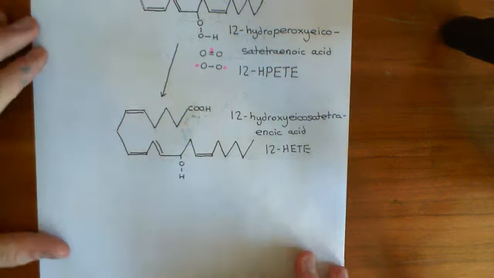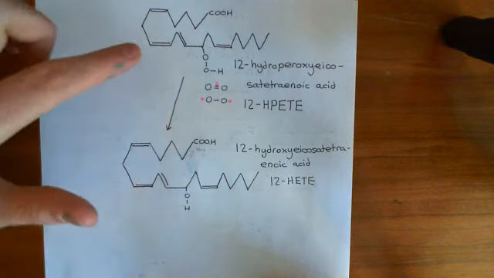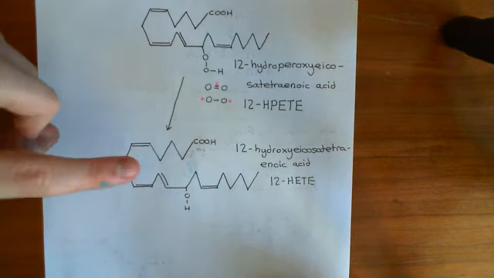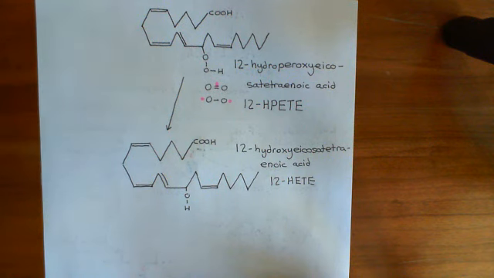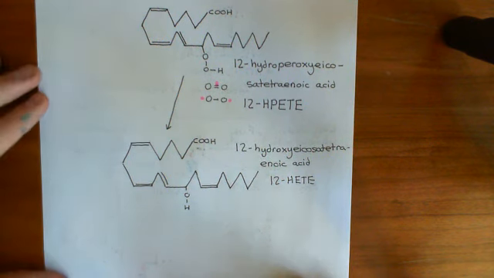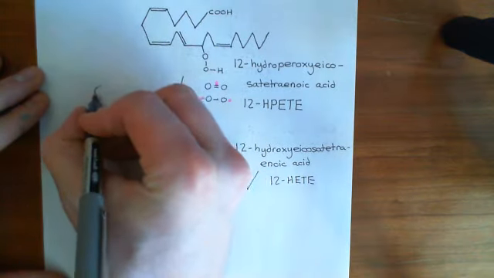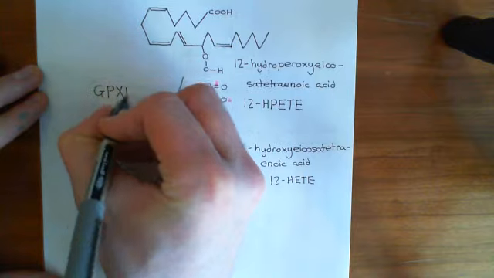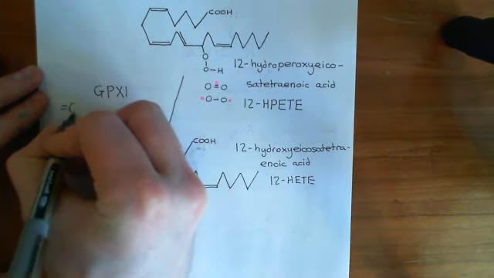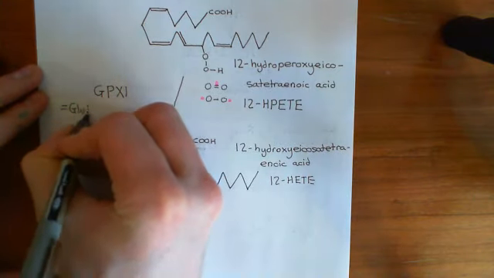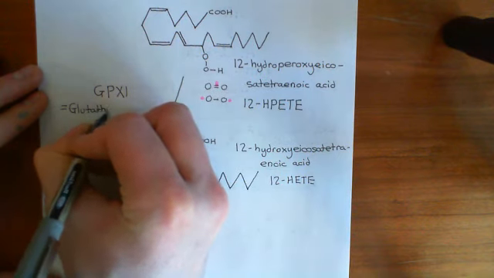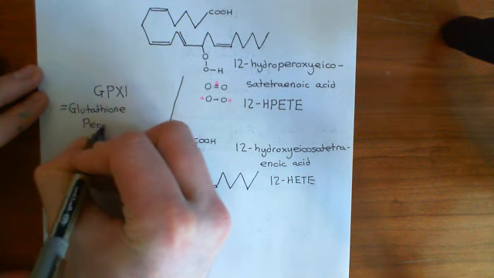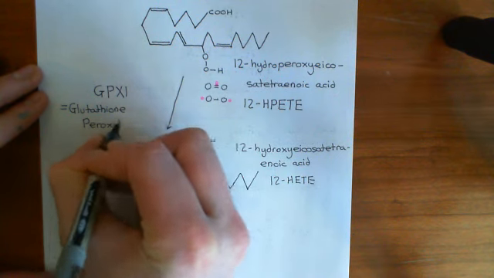Now, I want to talk to you about what actually performs this conversion from 12-hydroperoxyicosahexatetraenoic acid to 12-hydroxyicosahexatetraenoic acid. It's an enzyme which is called glutathione peroxidase 1. So this is GPX1 for short. This stands for glutathione peroxidase 1. And you're going to see, hopefully, why this enzyme is capable of catalyzing this.